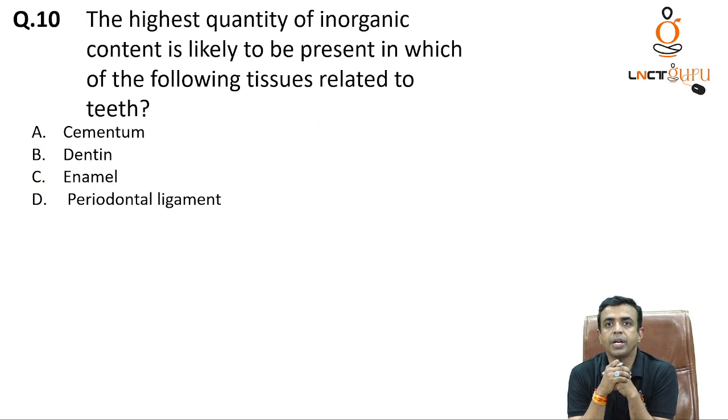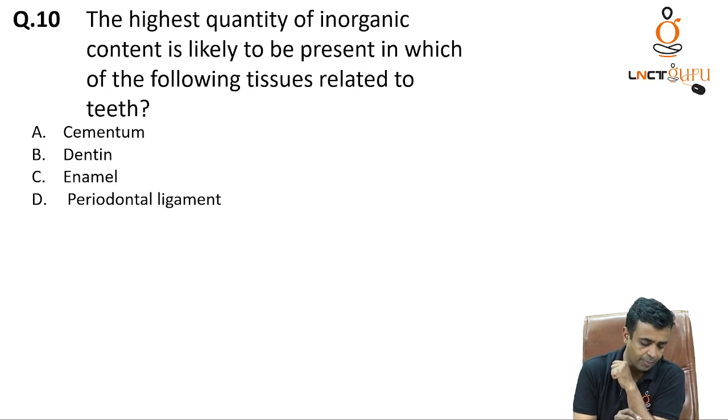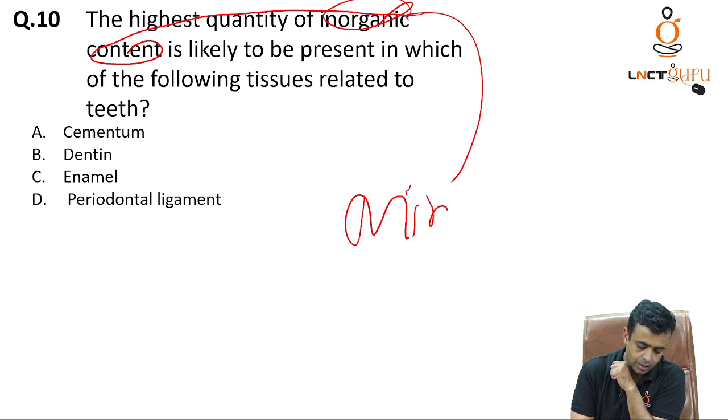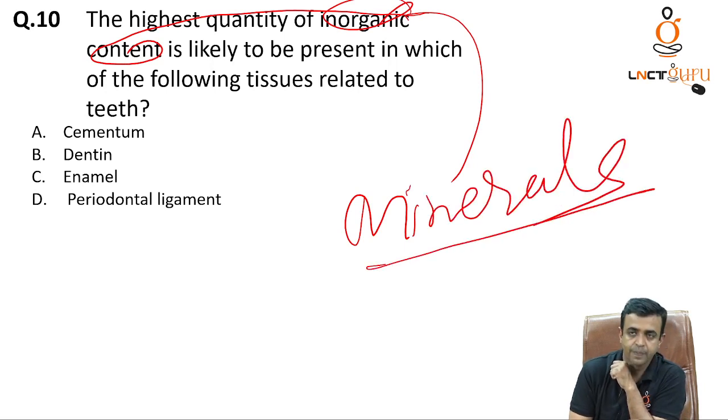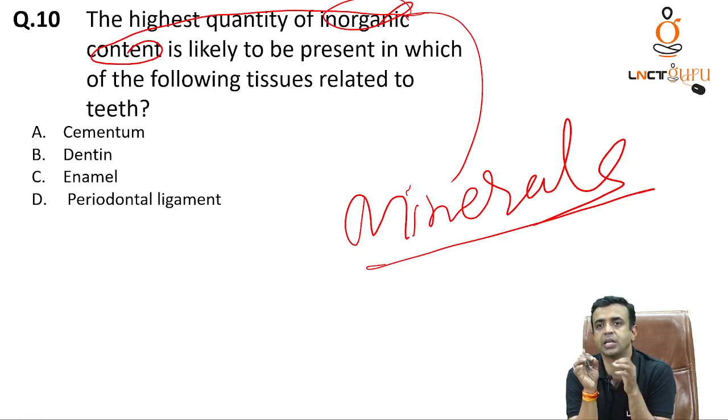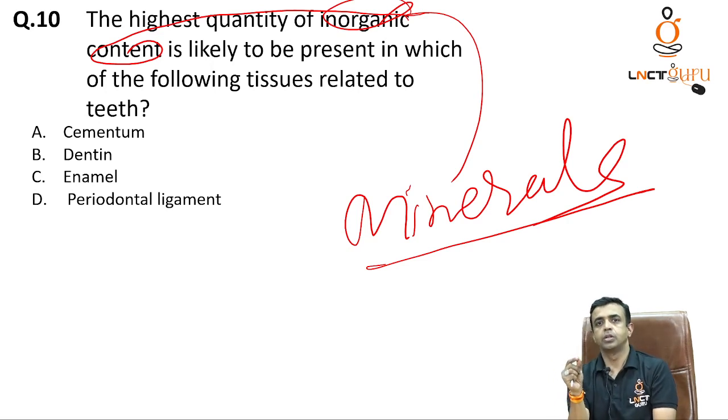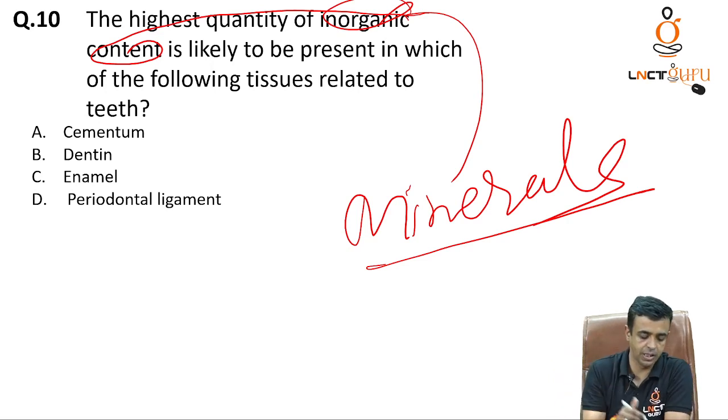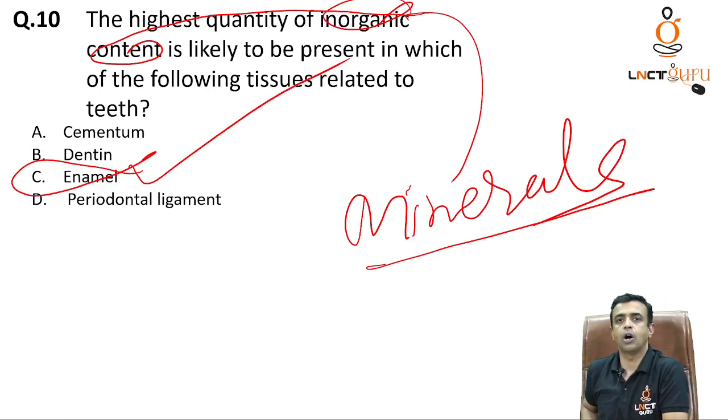The highest quantity of inorganic content is likely to be present in which of the following tissue related to the teeth? Inorganic content means, what is this inorganic content? It means minerals. Ultimately they are asking which is the highest mineralized tissue, and we all know that the highest mineralized or hardest tissue present in the human body is enamel. So the highest inorganic content will be seen in enamel. So correct answer is option C.